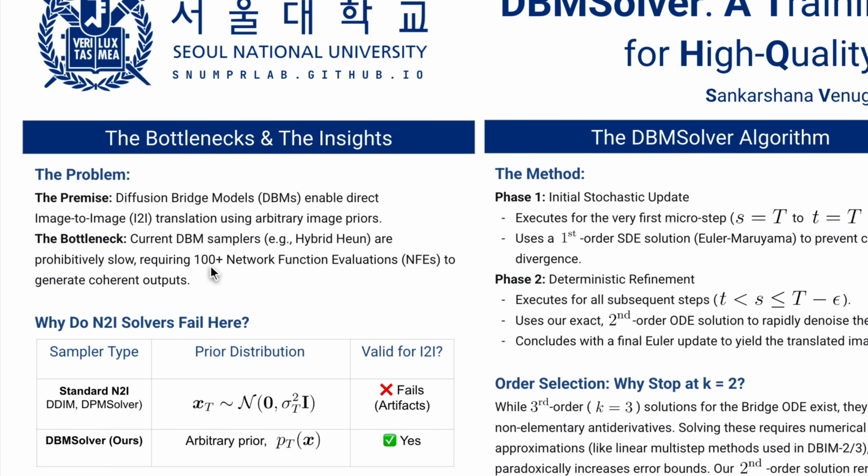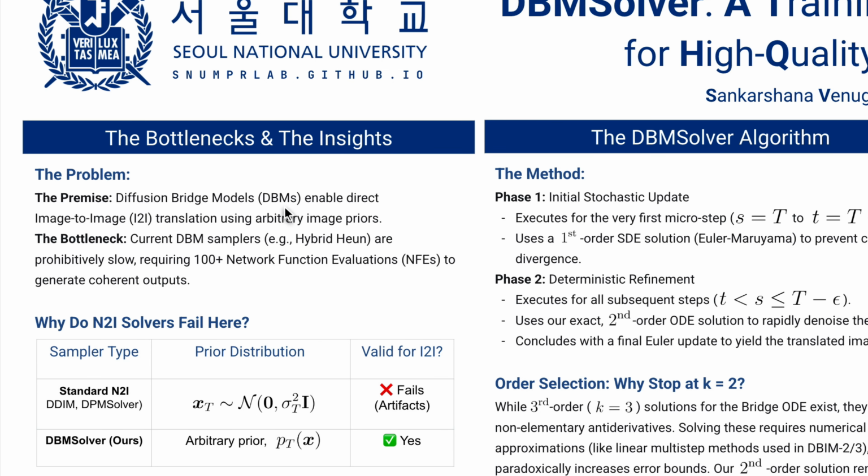Image-to-image translation maps one image to another: inpainting a masked region, turning a sketch into a handbag, or a semantic map into a face. Diffusion bridge models, or DBMs, are a really elegant way to do this.